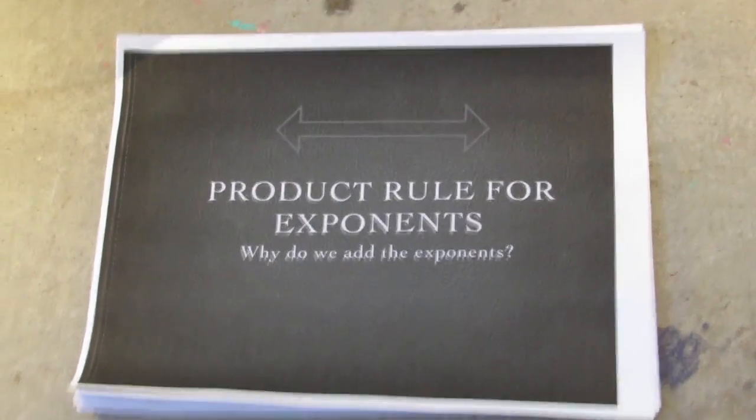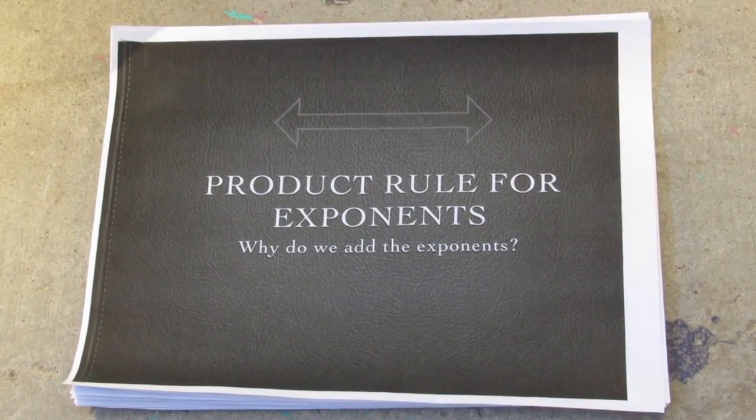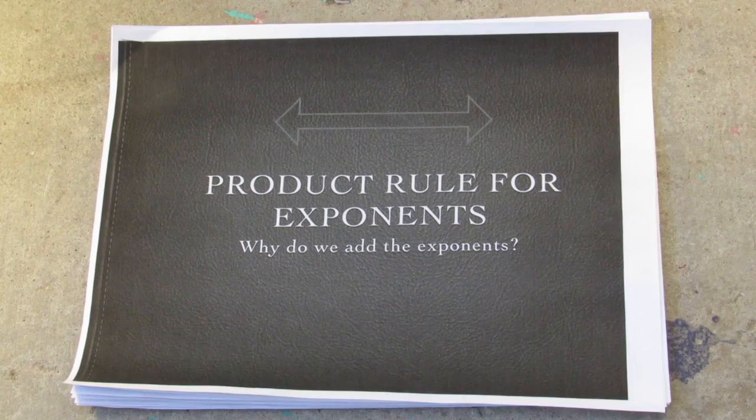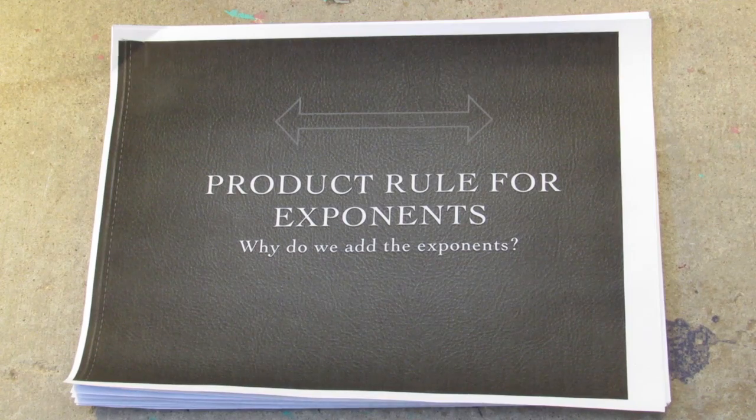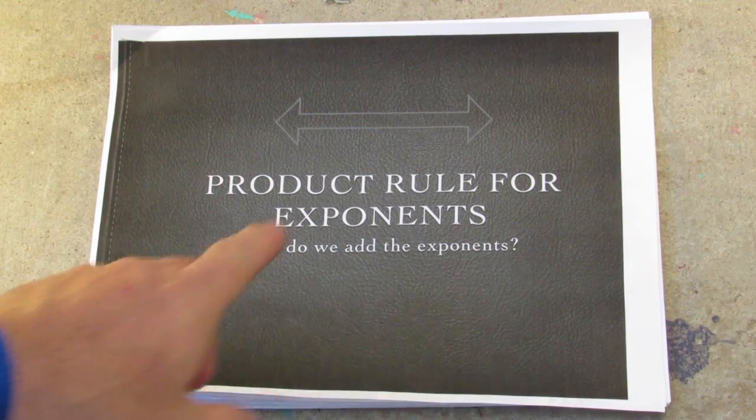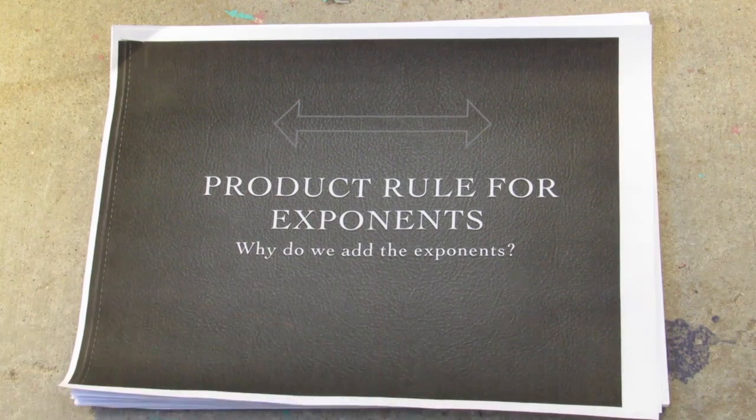Okay, so today the mockingbird to my right and myself are going to teach you a little bit about the product rule for exponents and the quotient rule for exponents. And then we'll get on to some other topics a little bit later on. But for now, we've got to learn the product rule and how we add the exponents together.